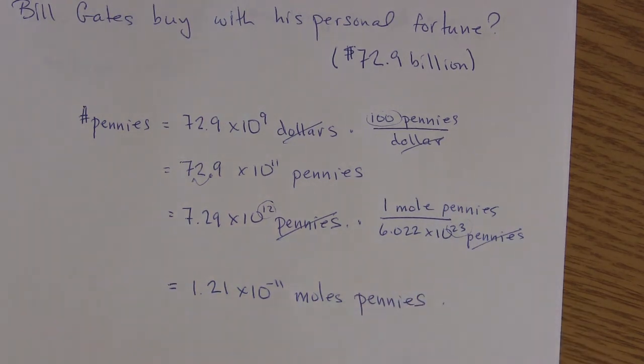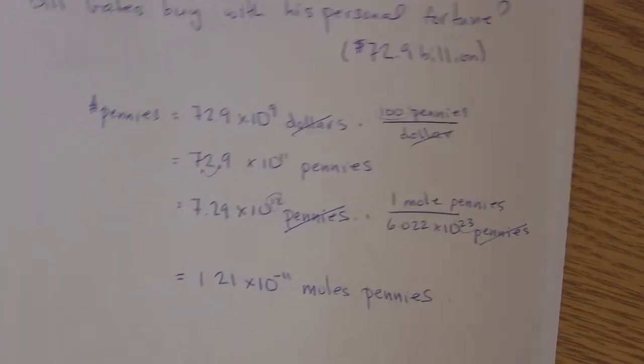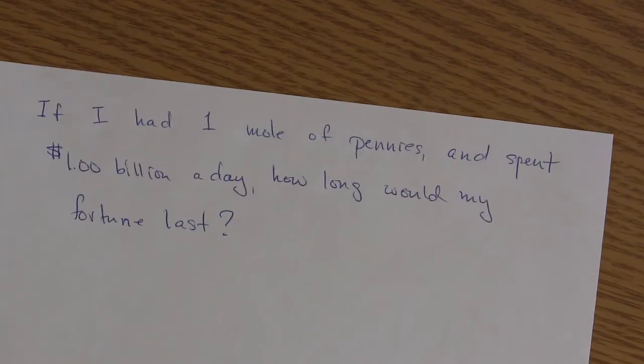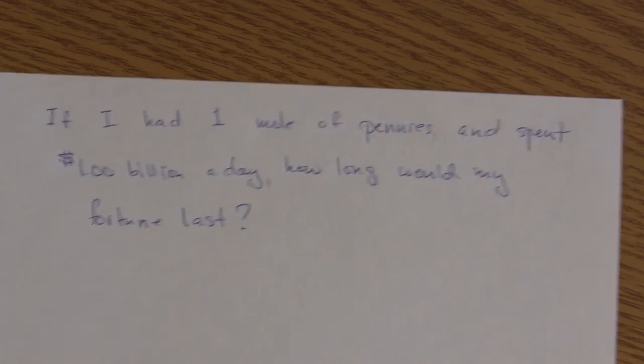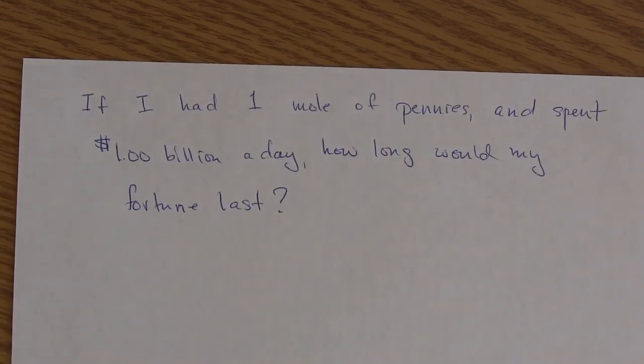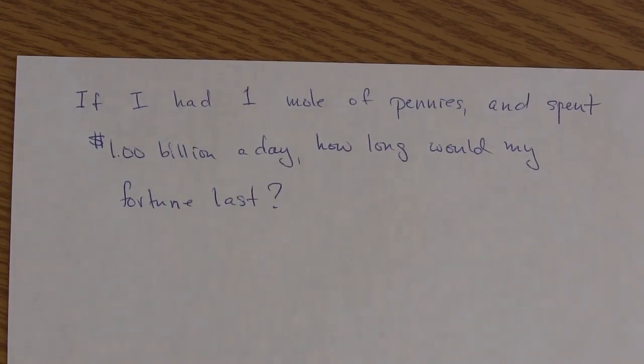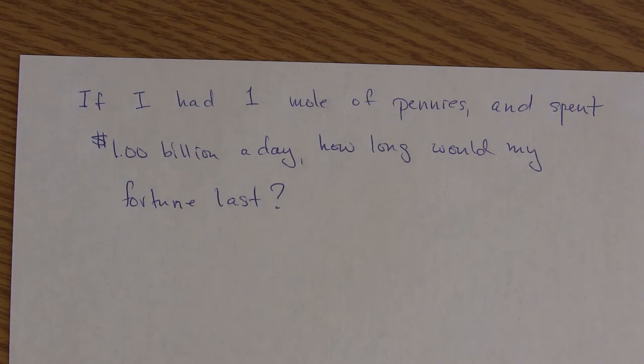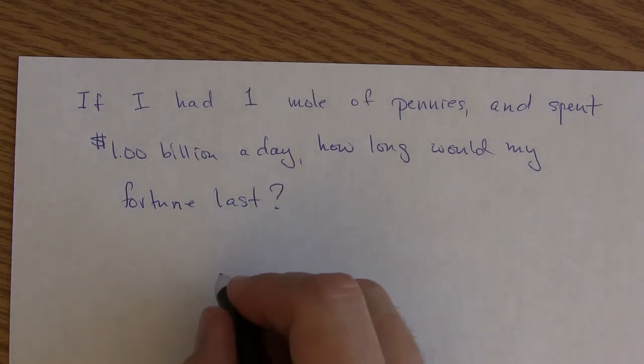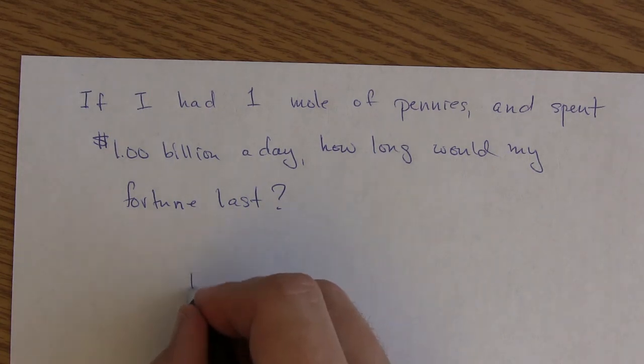Now, let's phrase the problem a slightly different way to look at it. Let's ask this question. If I had a mole of pennies and I spent $1 billion a day, how long would my fortune last? $1 billion a day. I could buy a lot with that. So, to solve this, we want to find out how many days it would last. So we're starting with a mole of pennies.